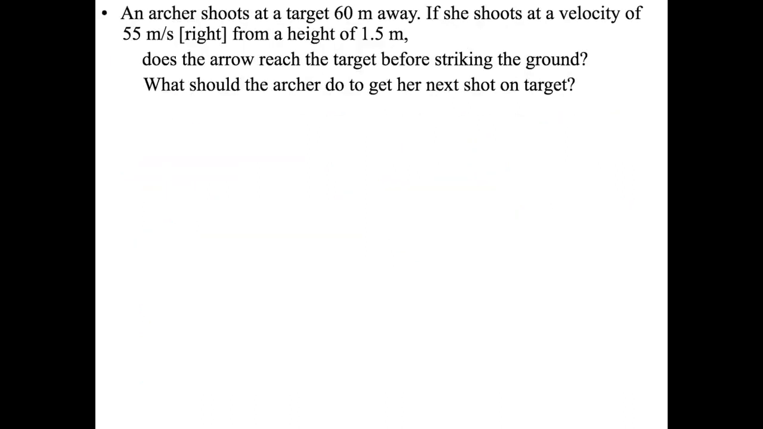That's obviously the answer to B, and that's the answer to A. An archer shoots at a target 60 meters away. If she shoots at a velocity of 55 meters per second right, from a height of 1.5 meters, A, does the arrow reach the target before striking the ground? And B, what should the archer do to get her next shot on target? So again, let's draw your bow and arrow here.